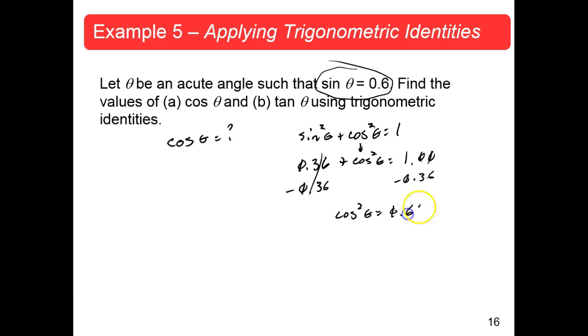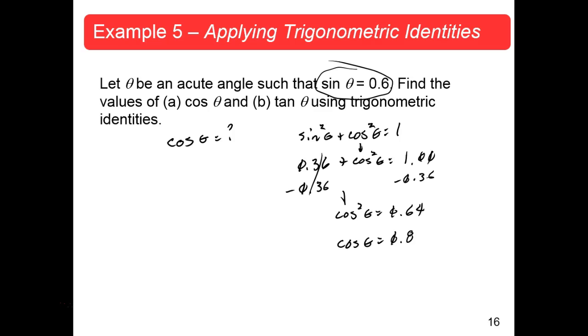0.64. Okay? Now, what I want to know is what cosine theta is, not what cosine squared is. So how do I undo a square? Take a square root. So cosine theta is equal to what? 0.8. Perfect, perfect, perfect. Okay? You got that from your Pythagorean identities, and a little bit of work, but not too much.